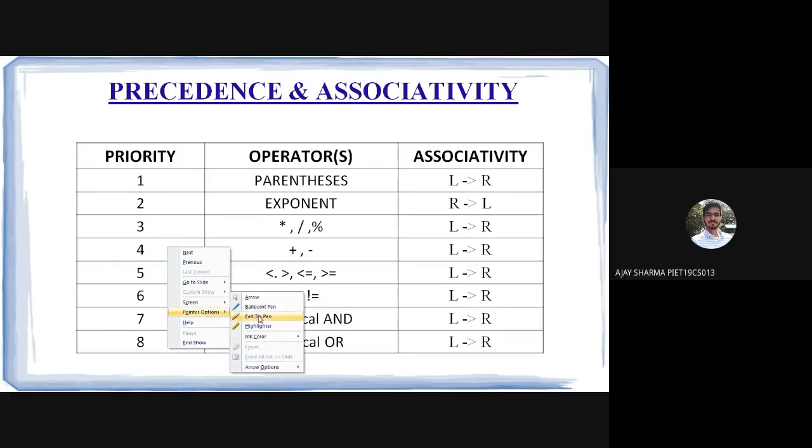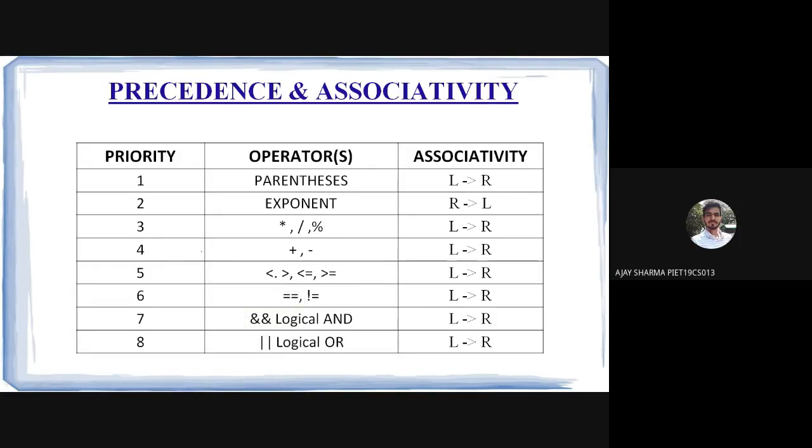Sir, according to BODMAS, division happens first before multiplication. Absolutely. But here suppose I have both multiplication and divide in the same expression, so we need to follow associativity. The associativity applies when two divides occur at the same time.